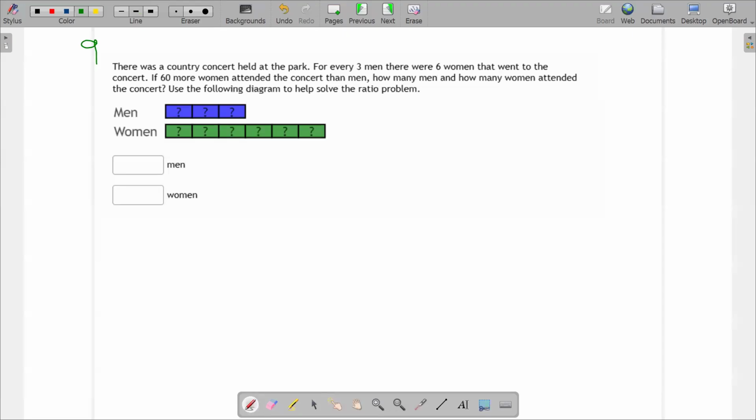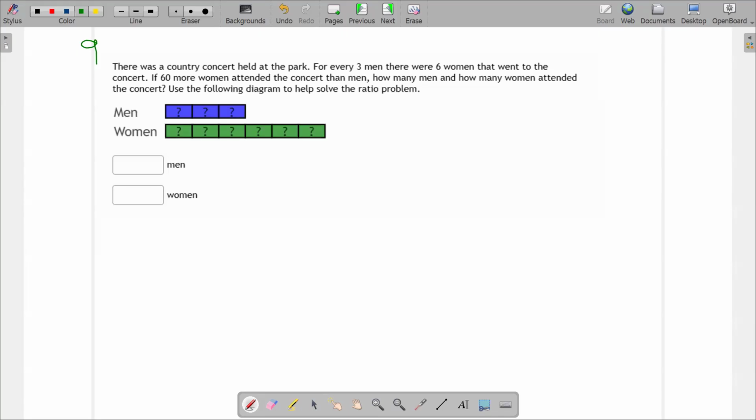All right, so let's see if we can use the bar to solve this. There was a country concert held in the park. For every 3 men, there were 6 women that went to the concert. If 60 more women attended the concert than men, how many men and how many women attended the concert? Use the diagram to help solve the problem.